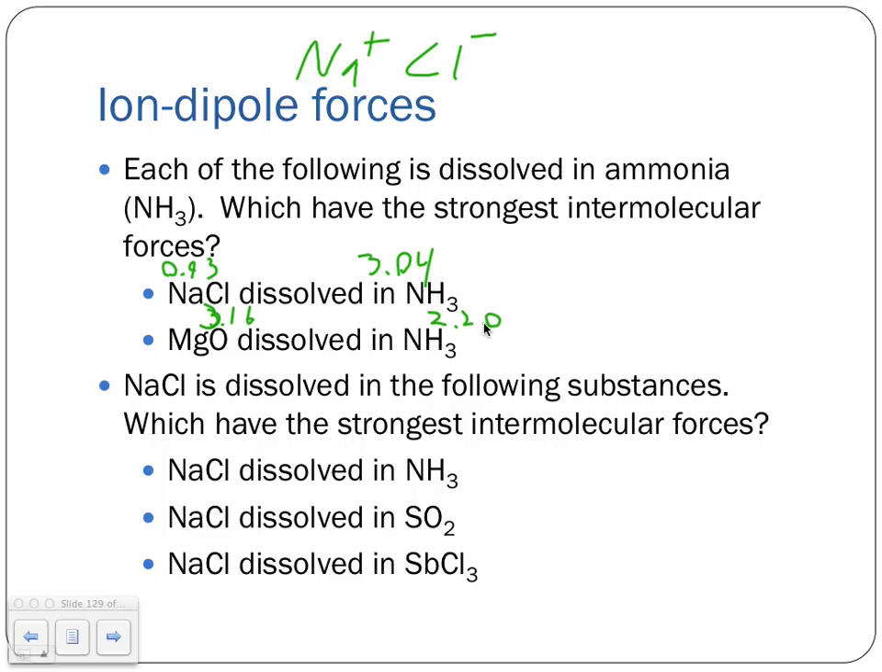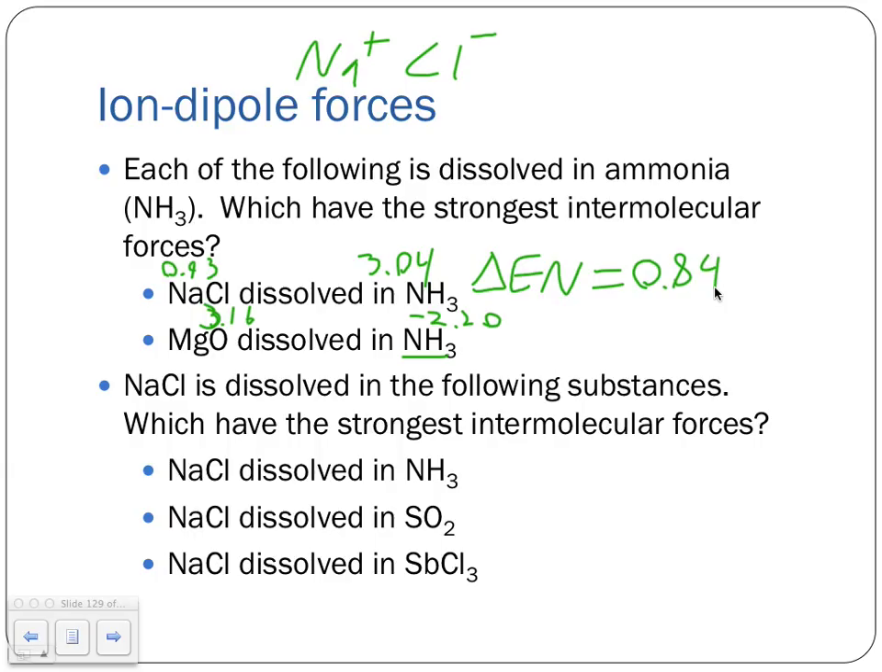Now, the next question is, which has the strongest intermolecular forces? Well, we have our solvent, the NH3, the thing that's dissolving. We'll talk about that when we get to solutions. It is going to be the same in both cases. We have NH3 for both of these. And so the difference between the 3.04 and the 2.20, the change in electronegativity, delta EN, between these two is going to be 0.84. So it's the same for both of those.